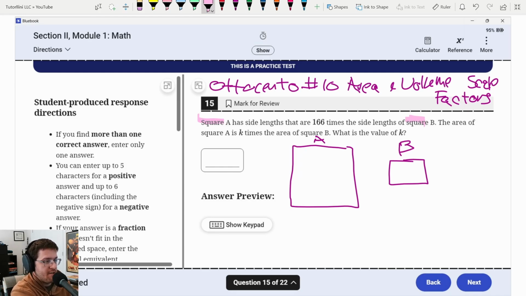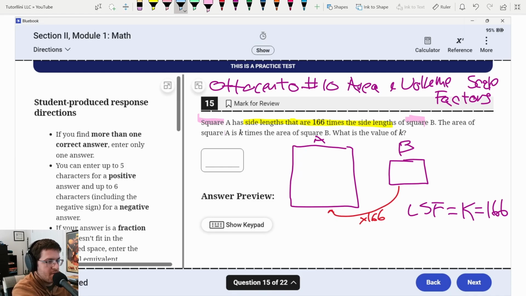So this sentence here is telling me the side lengths of A, that's why I drew A to be bigger, are 166 times the side lengths of square B. So that's telling us that the linear scale factor, which I refer to as capital K, is 166. In other words, these side lengths are 166 times as big. I go over this in the video. This part of the question is essentially just asking us for the area scale factor. Well, the area scale factor of any similar figure is equal to k squared. So we're going to do 166 squared. And that is going to give me some really big number.